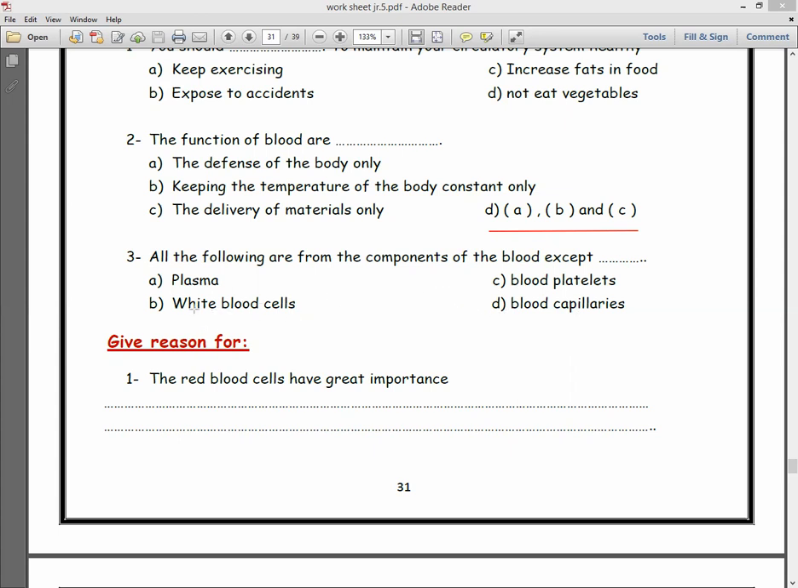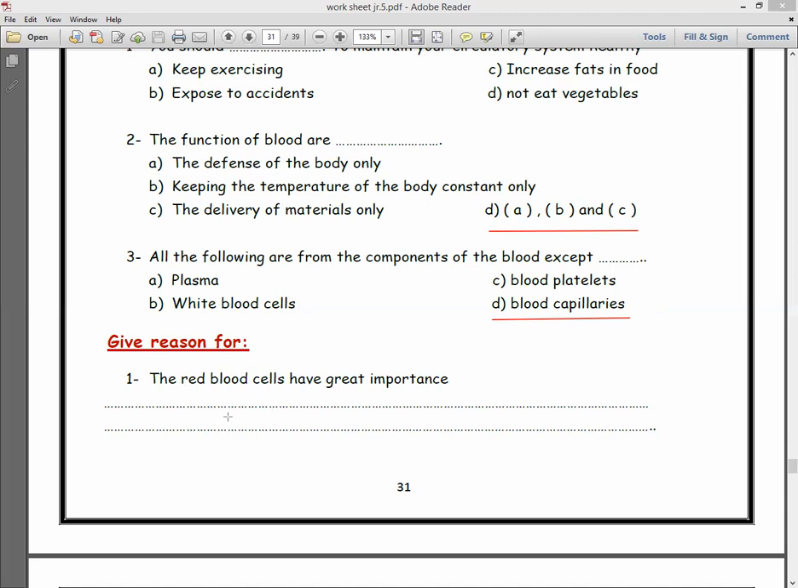No, Ahmed. White blood cells are main components of the blood, which defend the body against microbes. The blood capillaries are not components of the blood. They are a type of blood vessels. While platelets, plasma, white blood cells, and red blood cells are components of the blood.